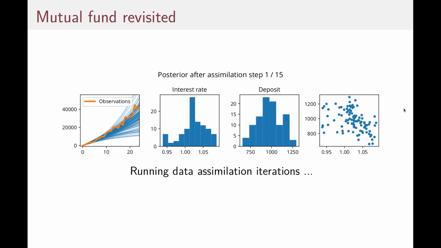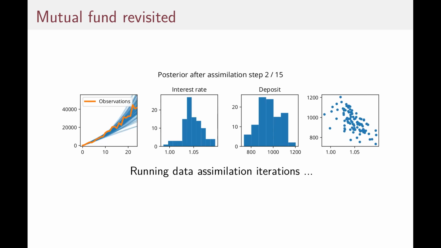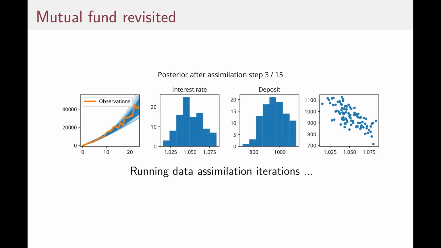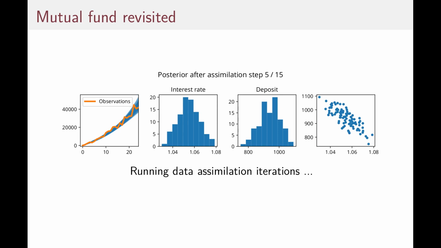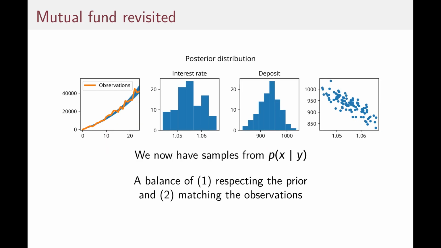This is an iterative algorithm, and this is what it looks like after one step, 2, 3, 4, 5, and then finally after 15 iterations it looks like this. So the ensemble on the right has uncertainty that is way lower. That's the first thing to realize. And it closely matches the observations.